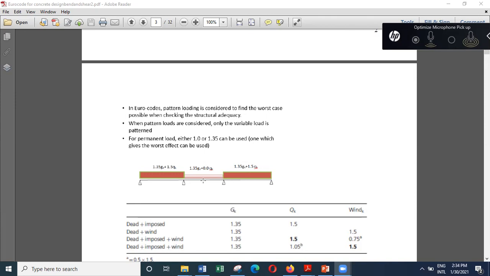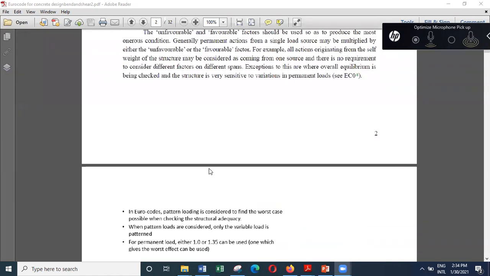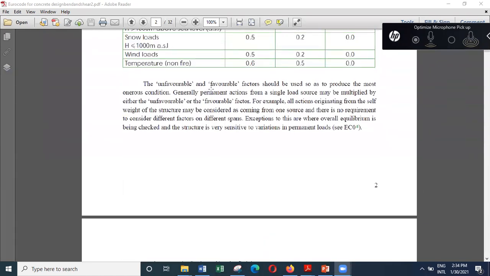And you might argue that, by using 1.35, you are not getting the most critical effect here. But what is given in the Eurocode is the unfavorable and favorable factor should be used so as to produce the most onerous condition. Generally, permanent actions from a single load source may be multiplied by either an unfavorable or favorable factor. So you will have only one factor.